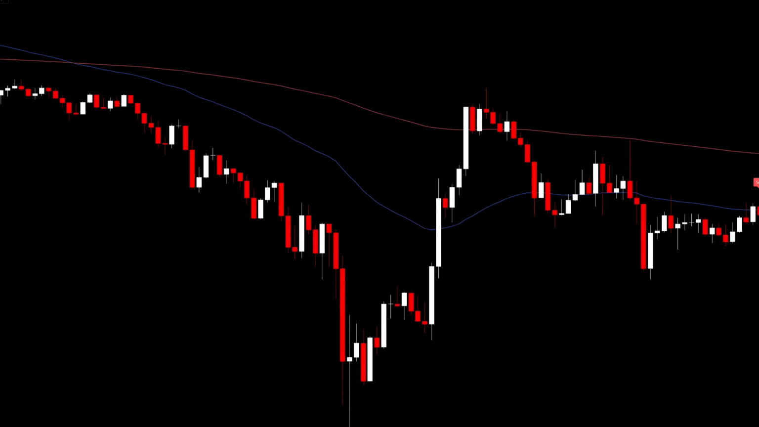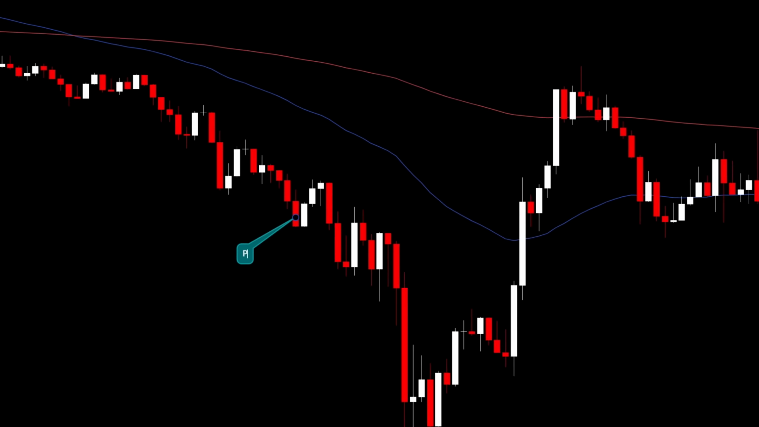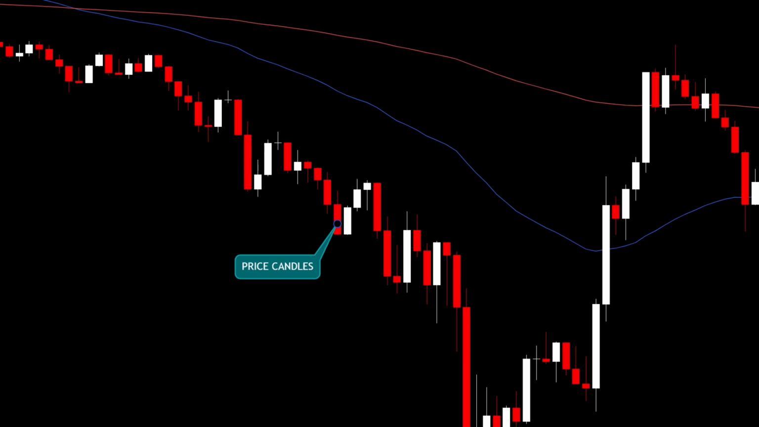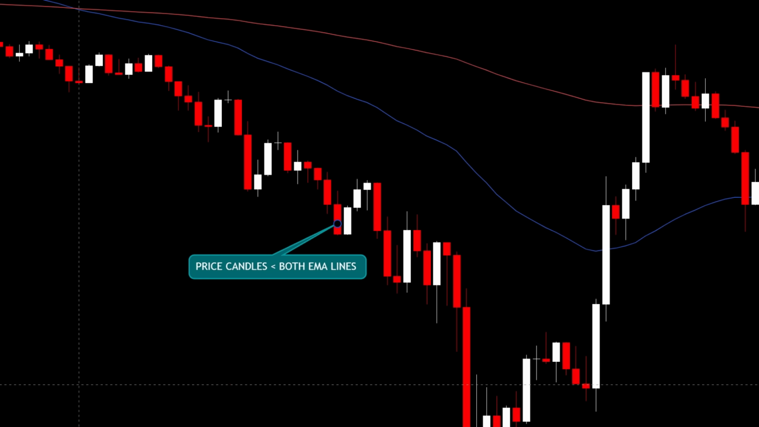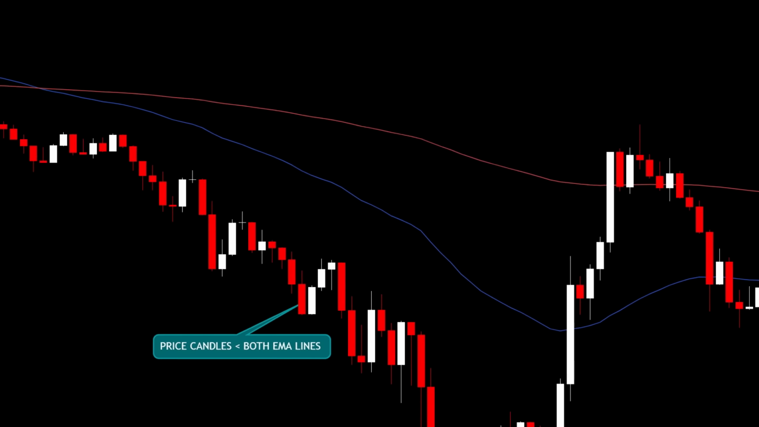And when price candles are below both, that's a downtrend. So we only look for sell setups. This is why a lot of traders consider moving averages some of the best TradingView indicators. They give you a quick way to spot direction without guesswork.